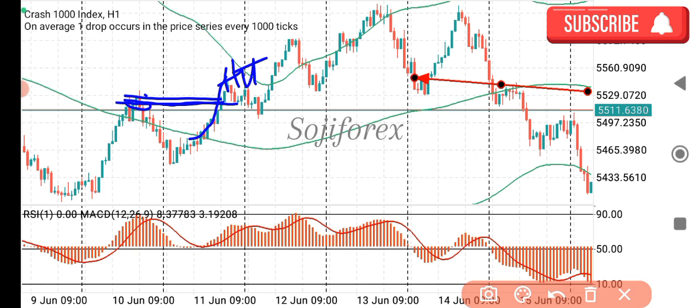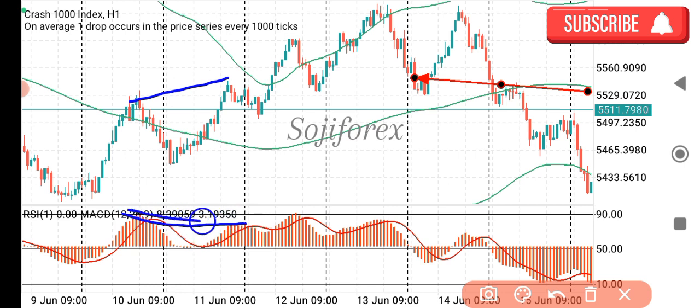But looking at our indicator, if we draw the line on the top of our indicator, we realize that this point here of the MACD did not go above this particular high. So there is a divergence. Price is giving us a higher high, while this indicator is giving us a lower high. Now let's look at the next one.